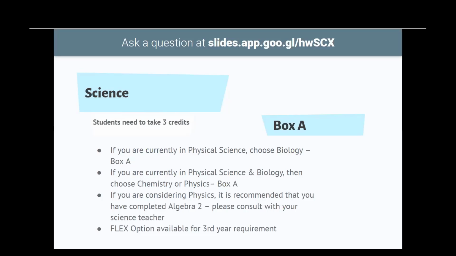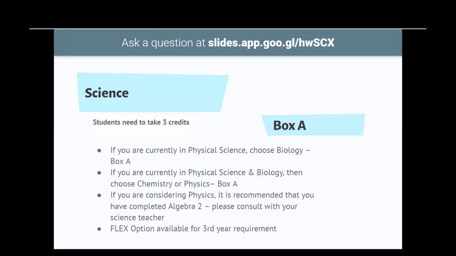Now you can see down below here, I also note that if you're considering physics, you want to have completed Algebra 2. That is not a requirement, but it is highly recommended as physics deals with a lot of Algebra 2 components. So if you're currently in geometry, you can certainly take that Algebra 2 at the same time as physics. But that's something to consider right now. If you are currently in algebra and you've taken both the physical science and biology and you're considering physics, you'll want to talk to your science teacher about that.